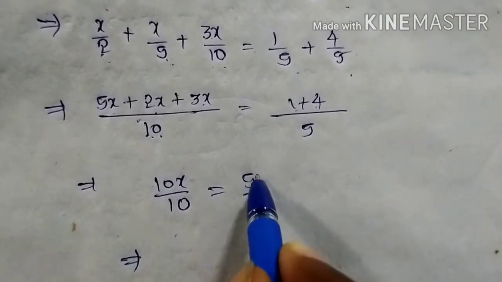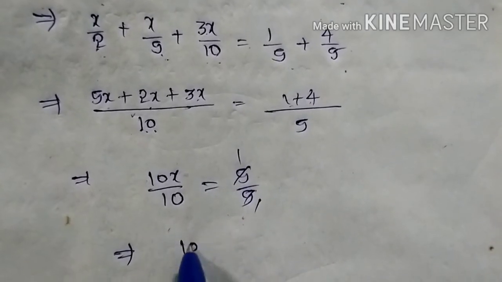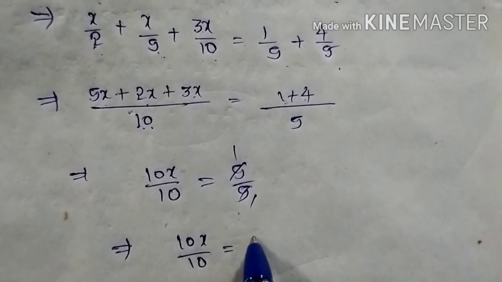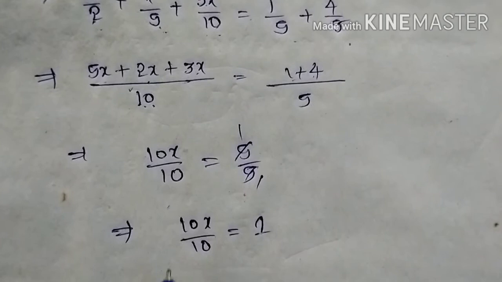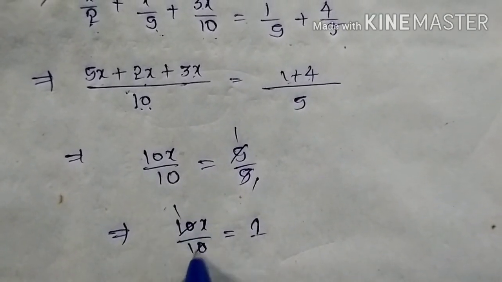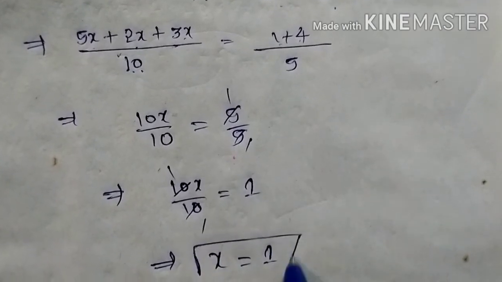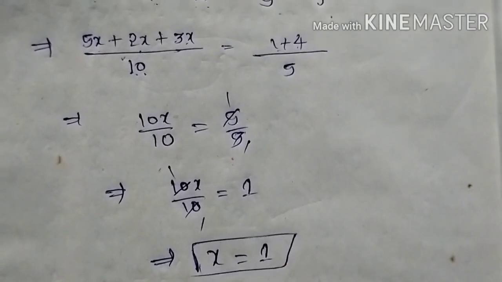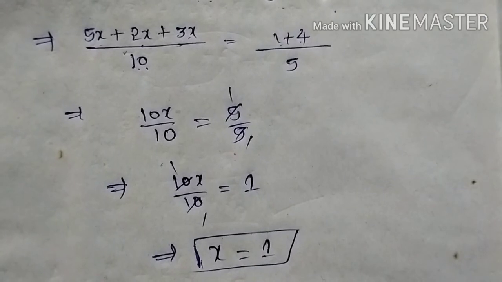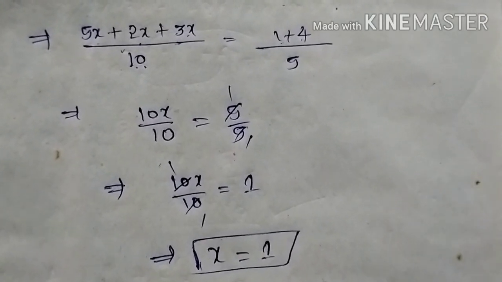See, implies 5 1 ja 5, 5 1 ja 5. That means you can write here 10x by 10 is equal to 1 only or not? 1 by 1 means 1 or not? You can simplify here also 10 1 ja 10 1 ja. That means you can write here x is equal to 1 is your solution. You can write here x is equal to 1 is the solution of the given simple equation.